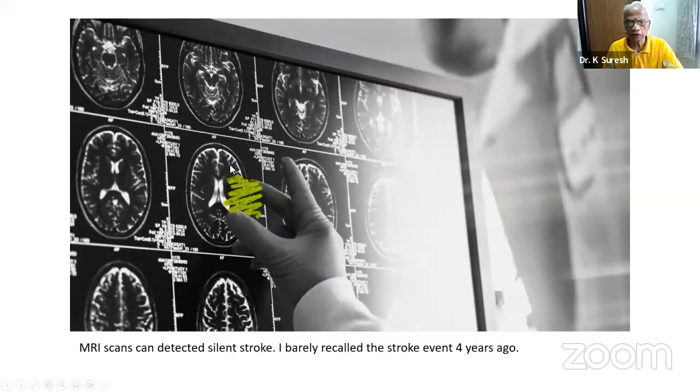This is the CT scan which was shown to me. Where was the damage here? Though I did not, as I told you, recognize it myself. This is post facto, after 4 years.